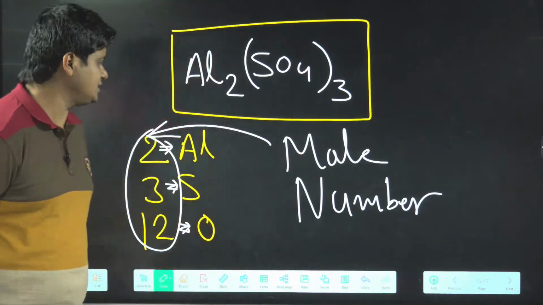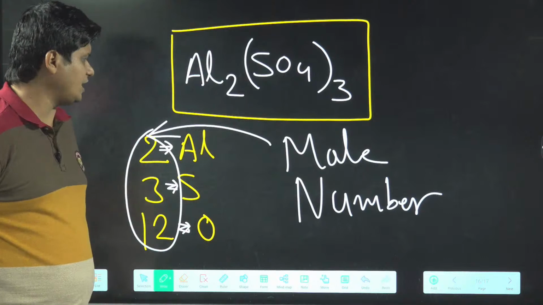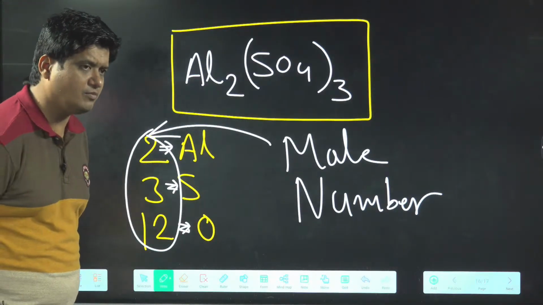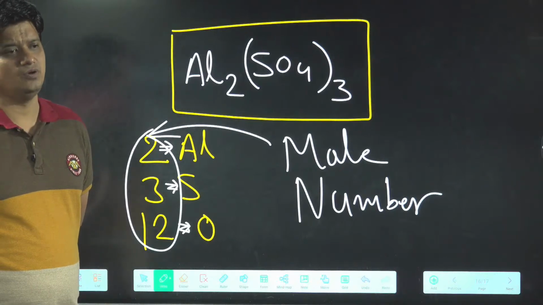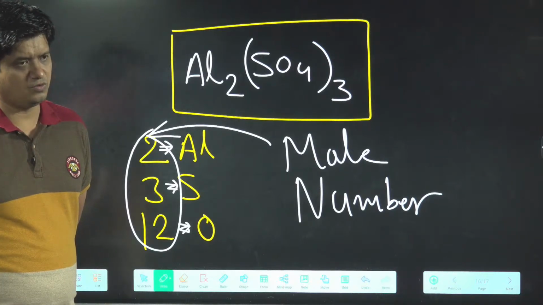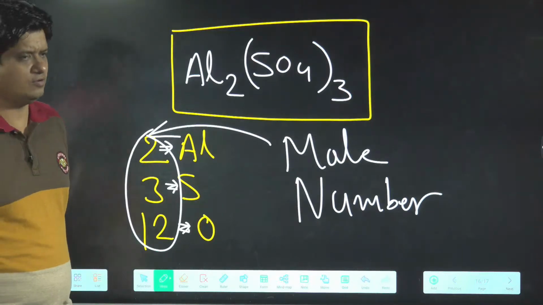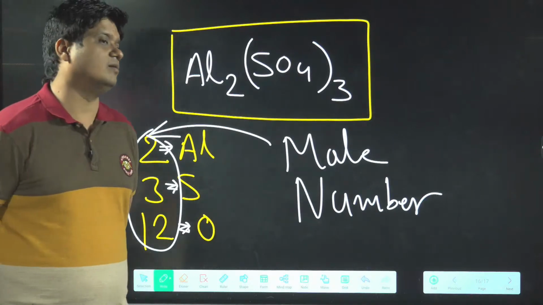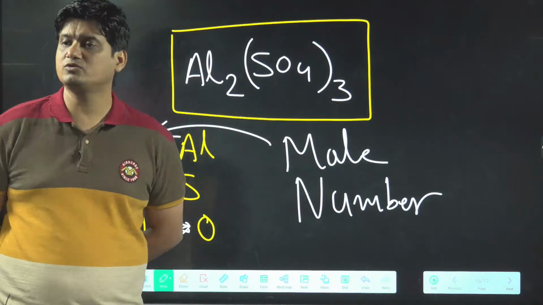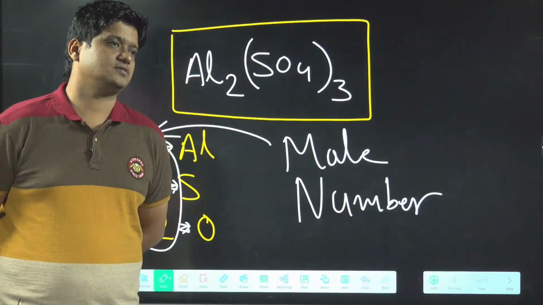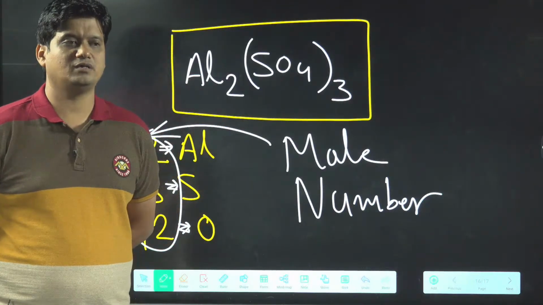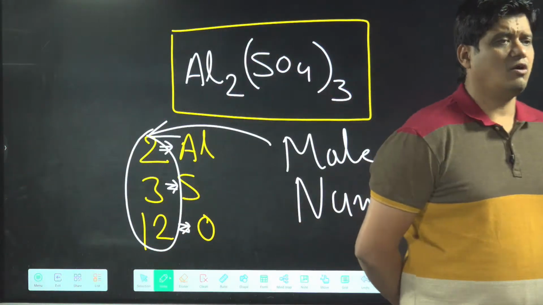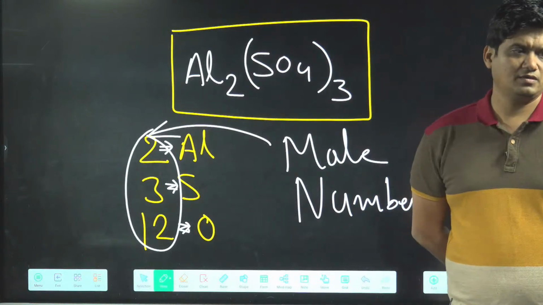Can we use these numbers like 2, 3, 12 for aluminium sulfate with respect to mass? No. Very good. Now you're getting the point. These numbers can be used for mole and number only. We cannot use these numbers for mass. And that is a very crucial part, because in numericals, we often make the mistake of considering these numbers as mass.